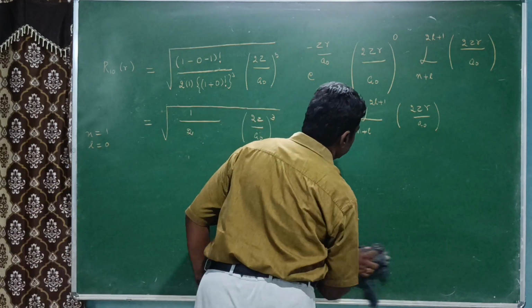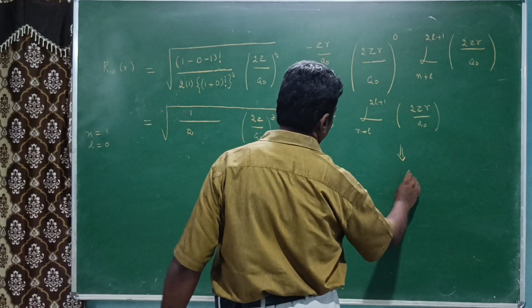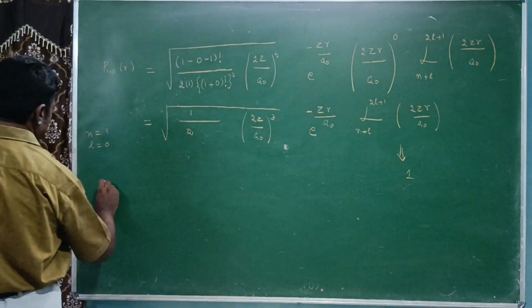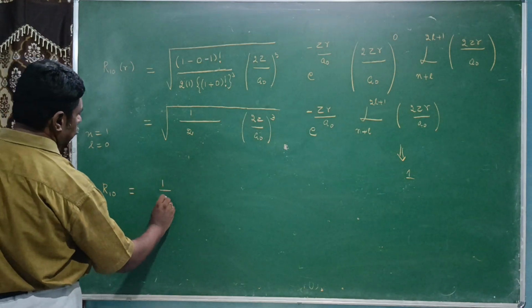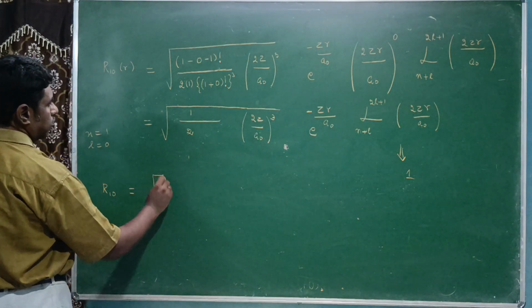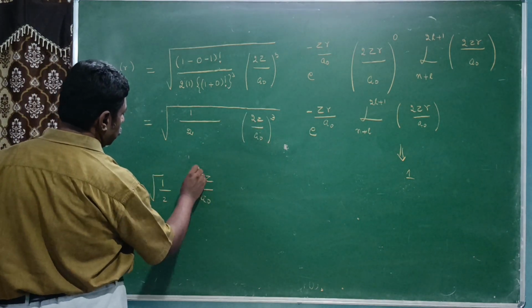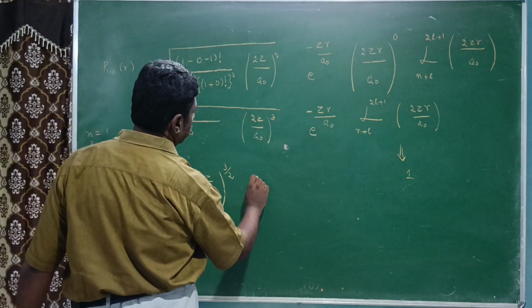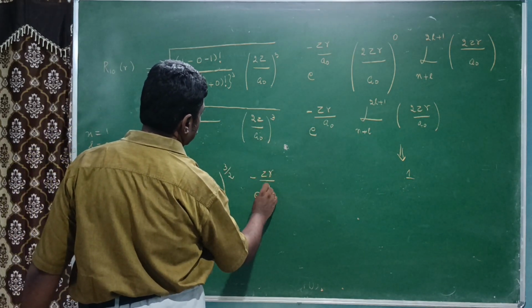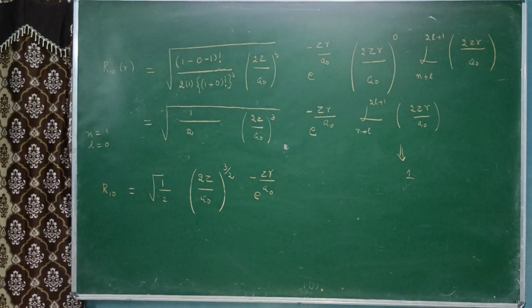For this case, this value is equal to unity. Therefore, R10 equal to 1 by 2, then 2Z by a0 power 3 by 2, e power minus Zr by a0. This is the value of R10.